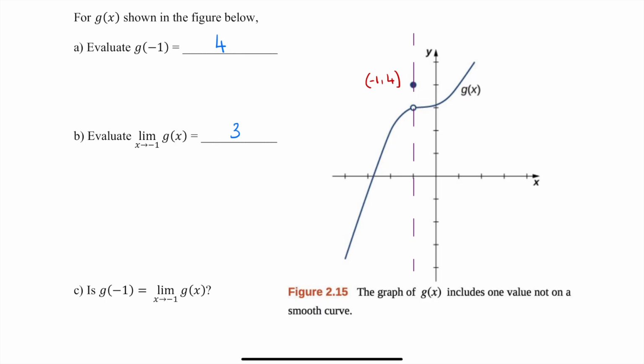Notice something very important. The dot and the open circle are at different heights. That means g of negative 1 is not equal to the limit of the function when x approaches negative 1. Now, the final question. Is g of negative 1 equal to the limit of g of x as x approaches negative 1? No.